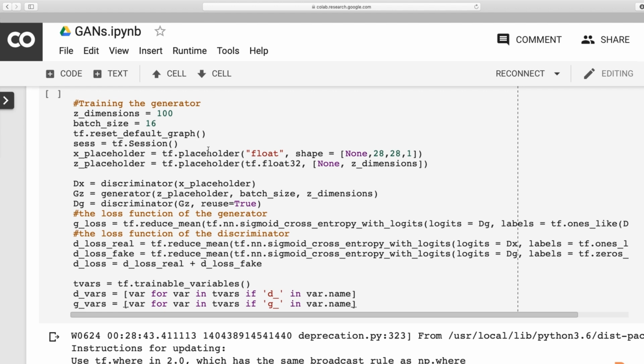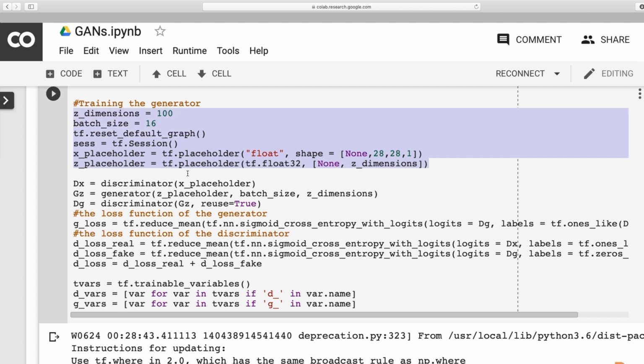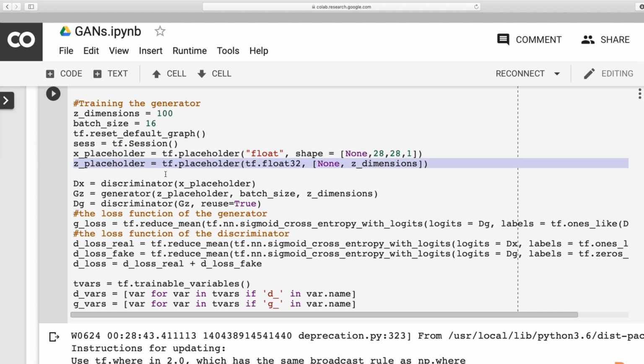Since we changed our batch size from 1 to 16, we need to reset our TensorFlow graph. In order to start the evaluation of the tensors, we call a session and determine the shape of the inputs to the generator and discriminator by using the placeholder that you can see here in these lines. As you can see here, we have a placeholder for X and a placeholder for Z. So this X is a placeholder for input images to the discriminator, and Z is a placeholder for input noise vectors to the generator.